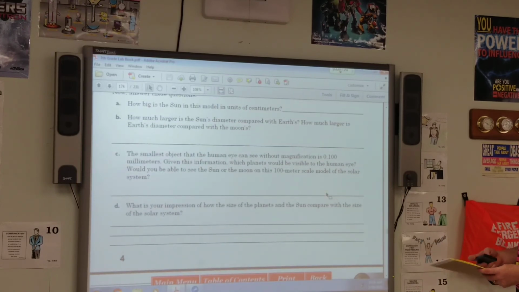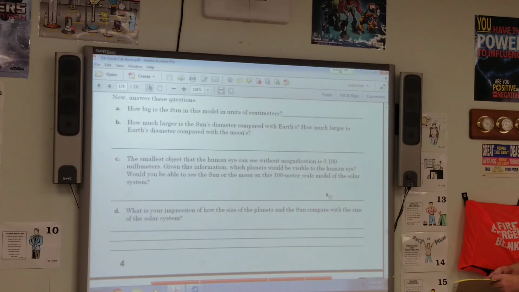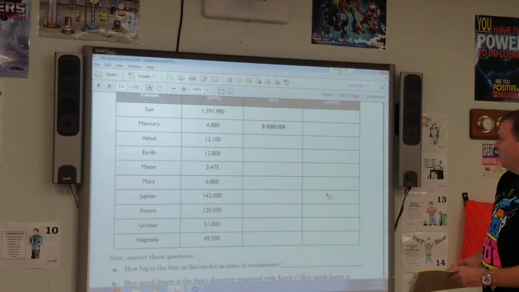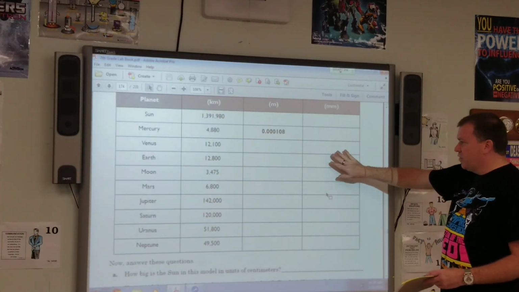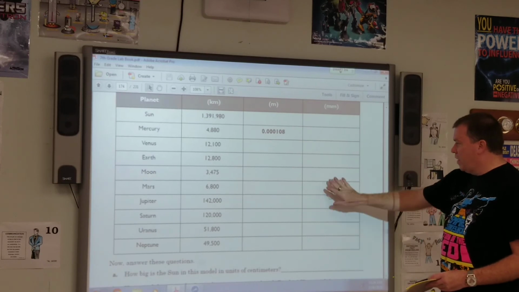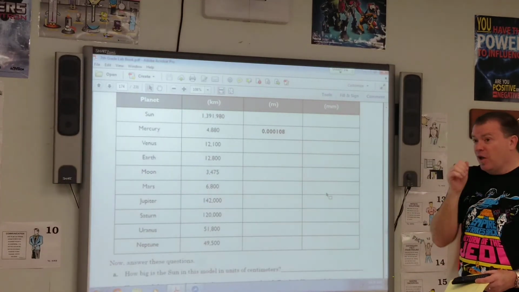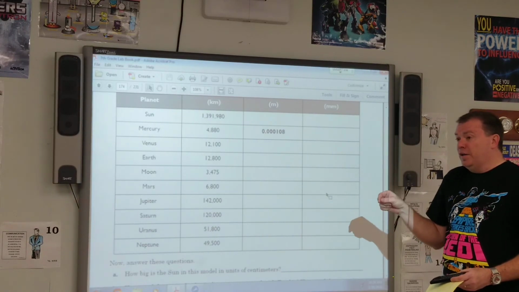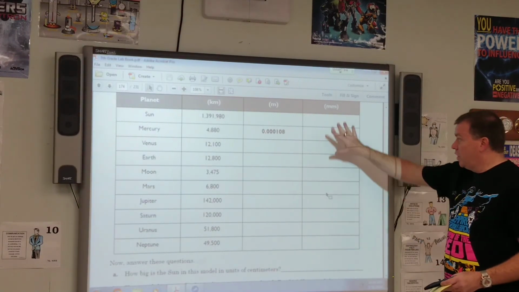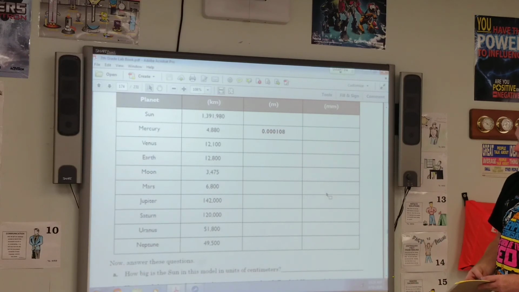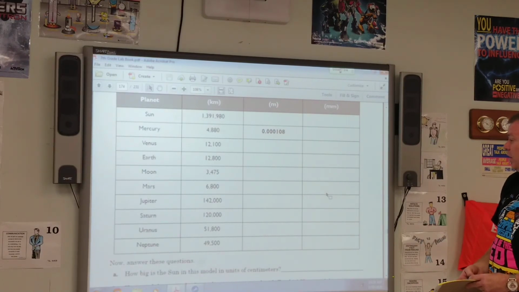Question C says the smallest object the human eye can see without magnification is 0.1 millimeters. Given this information, which planets will be visible to the human eye? So if you go back up here to your chart, which planets, so Mercury, Venus, Earth, Mars, Jupiter, Saturn, Uranus, Neptune, we're not going to do the moon or the sun, which of those would be visible? So as long as they are bigger than 0.1, you should be able to see them. So look at your answers, tell me which ones could be seen. Anything that's bigger than 0.1.